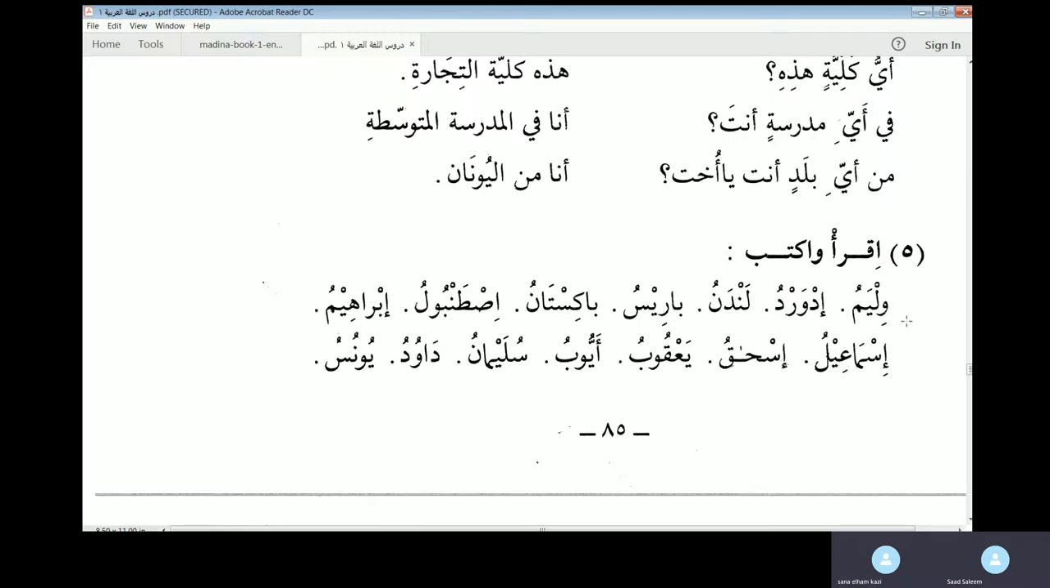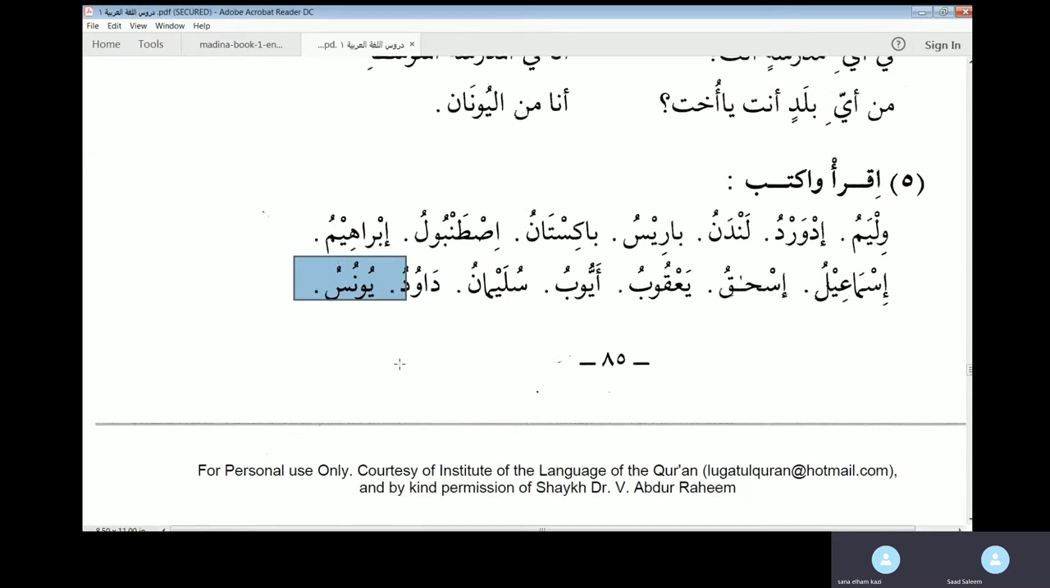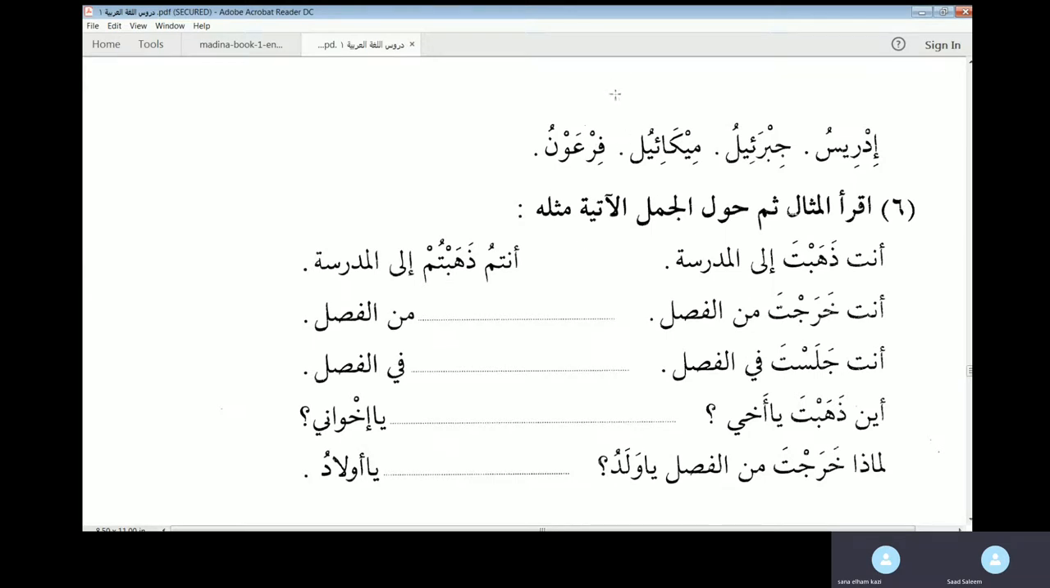You learned that with non-Arabic proper nouns, we don't use tanween. Read and write: Williamu, Idvardu, Londonu, Barisu. Paris, okay. Pakistanu, Istanbulu, Ibrahimu, Ismailu, Ishaqu, Yaqubu, Ayubu, Sulaimanu, Dawudu, Yunusu, Idrisu, Jibrilu, Mikailu, Firaunu.